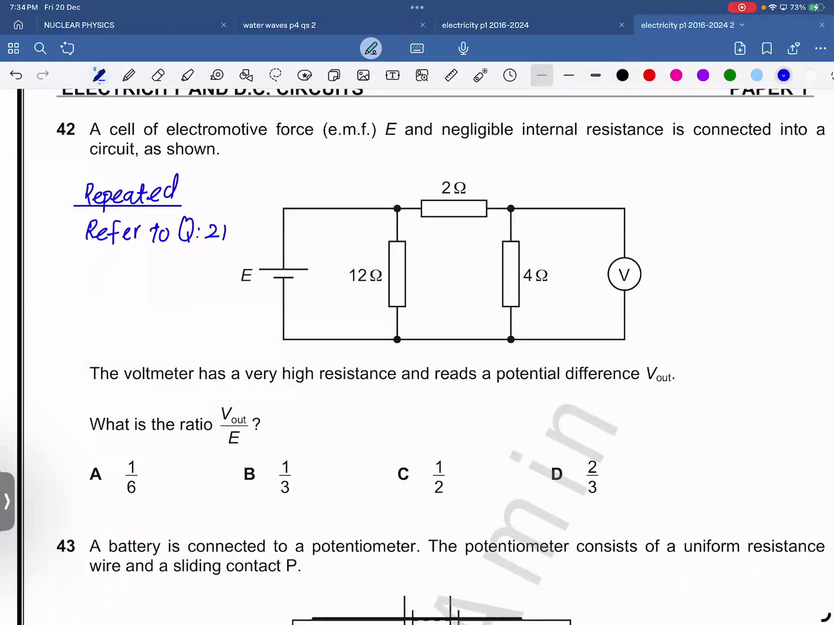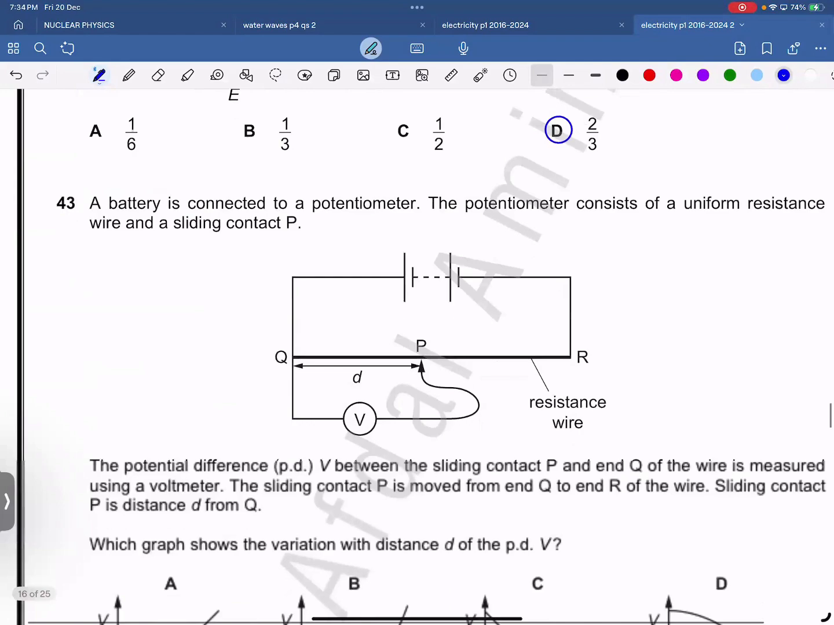Students, this is the first time I saw the exact same question in a different year. Usually exact same questions are not there. Either the options are changed, switched, or the values are switched. So it is the same answer. D. Question number 43, my dear.